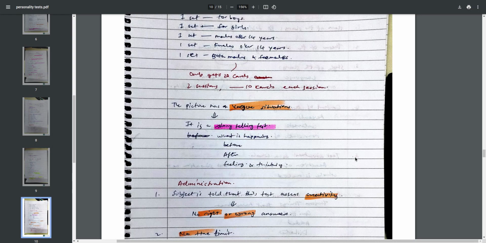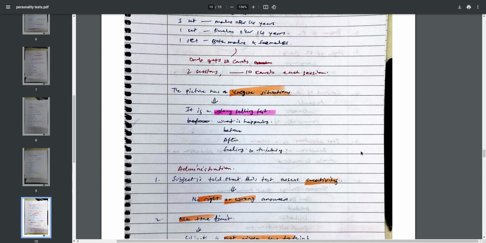The card shows vague situations, very vague situations. It doesn't really have a particular meaning, but you can infer a lot from it, as it involves human characters. So this is a storytelling test. The subject is made to answer what exactly is happening in the scene. They are asked to construct a story around the scene, just with that scene.